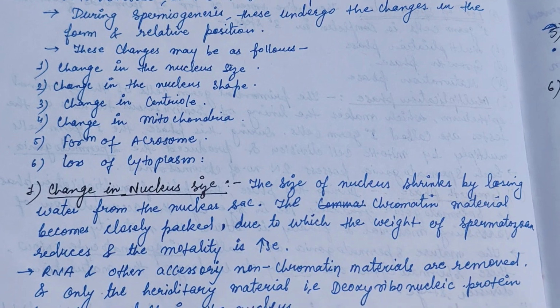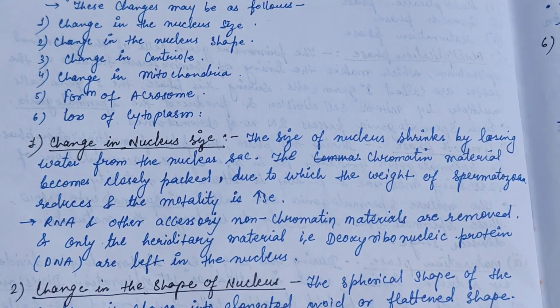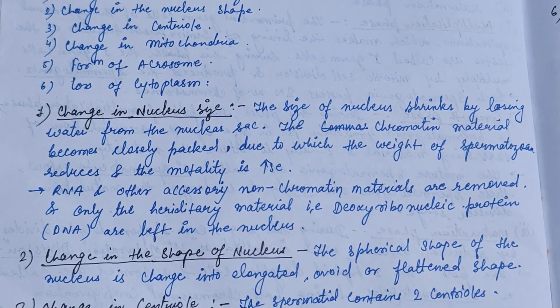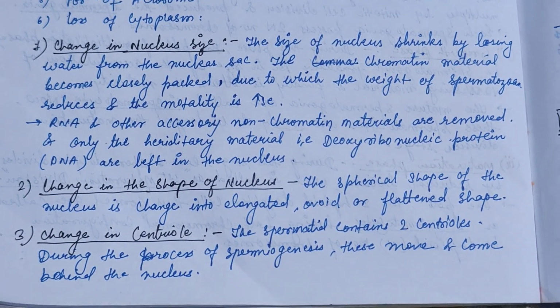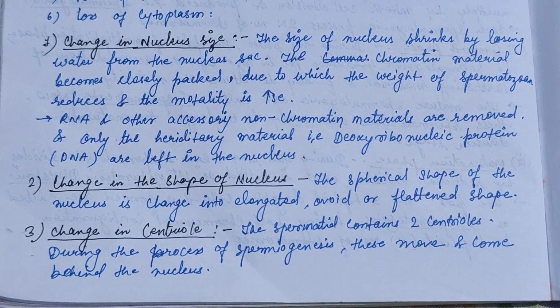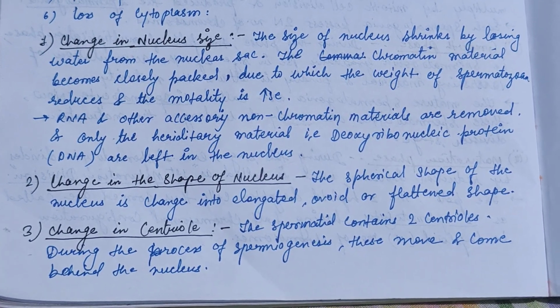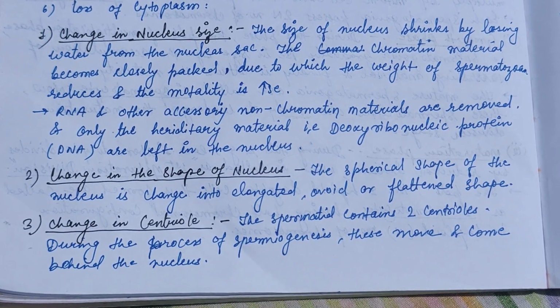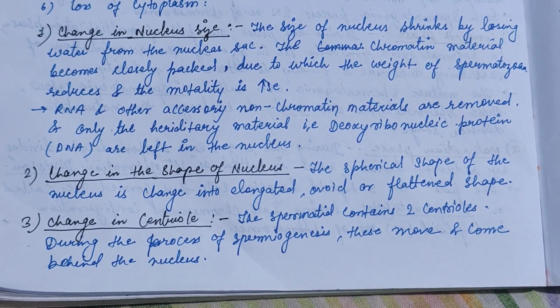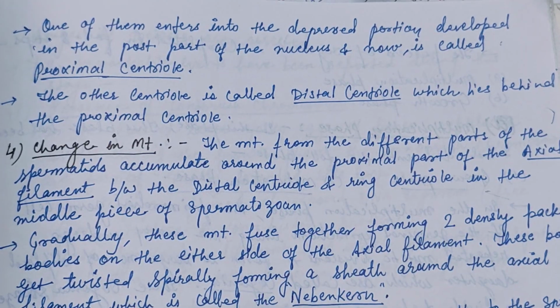During spermiogenesis, there are several changes: changes in nucleus size and shape, changes in the centriole and the mitochondria, formation of the acrosome, and the loss of cytoplasm. RNA and other accessory non-chromatin materials are removed, and only the hereditary material, that is deoxyribonucleoprotein, that is DNA, is left in the nucleus.